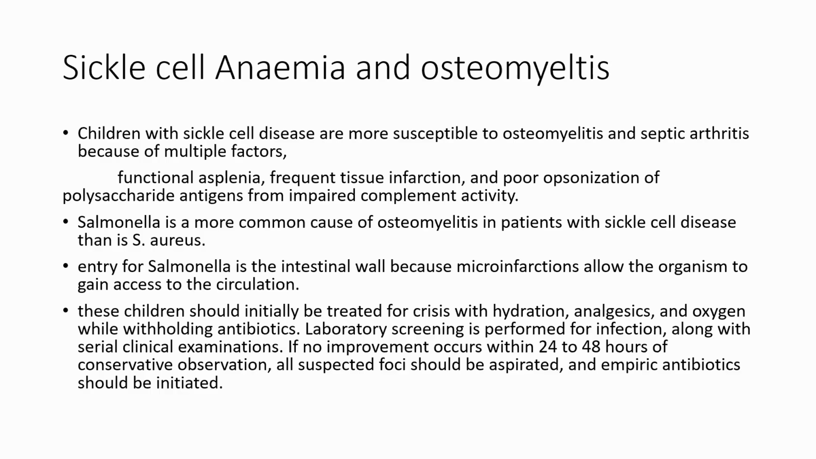Children with sickle cell anemia are more susceptible to osteomyelitis and septic arthritis because of multiple factors. Few of which I mentioned here include one being functional asplenia, as there is autodigestion of the spleen. Second is frequent tissue infarction, and third is poor opsonization of polysaccharide antigens from impaired complement activity. And Salmonella is more common in patients with sickle cell disease because of intestinal wall microinfarctions that allow the organism to gain access to the circulation.